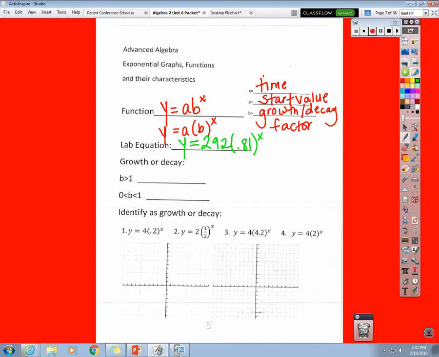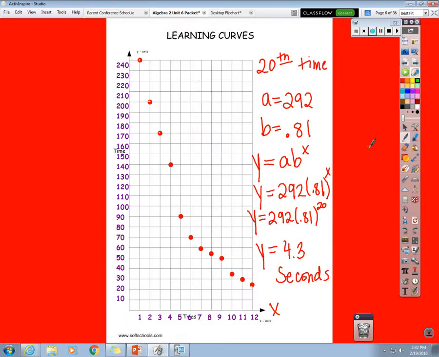Okay, now, when you look at my graph, would you consider that a growth or a decay? A decay, because from left to right it's going down. The time is decreasing the more times I try. So it's a decay. Now, another way that you can know it's a decay without even having a graph to look at is you look at the b value. Okay, see how our b value is 0.81?